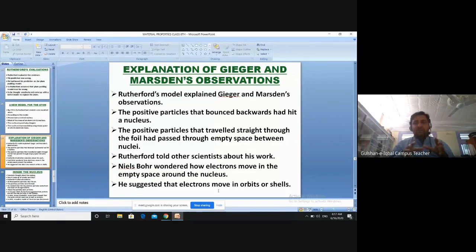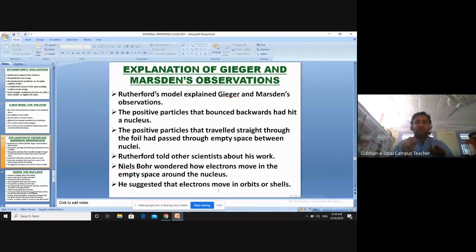So whatever is given in your book, we have to focus on that, because Neil Bohr model is basically a mathematical model in which he did a lot of mathematics and calculations. So you will study Neil Bohr's model in grade 9. In grade 8, you are not supposed to study Neil Bohr's model.